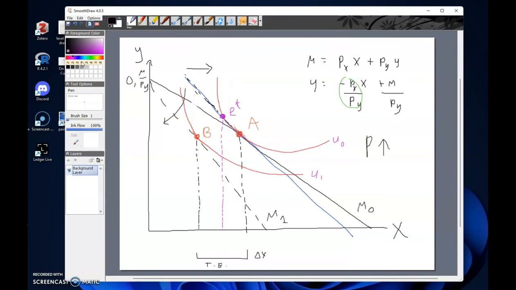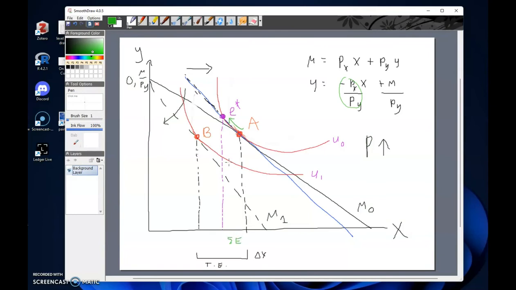Now, this movement, I'll draw it out here, from A to E, looks like to get from here to E, we had to give up some amount of X to get some amount of Y. So we gave up some X to gain some Y. You can think of that as us substituting some goods for other goods, and that's actually the substitution effect.